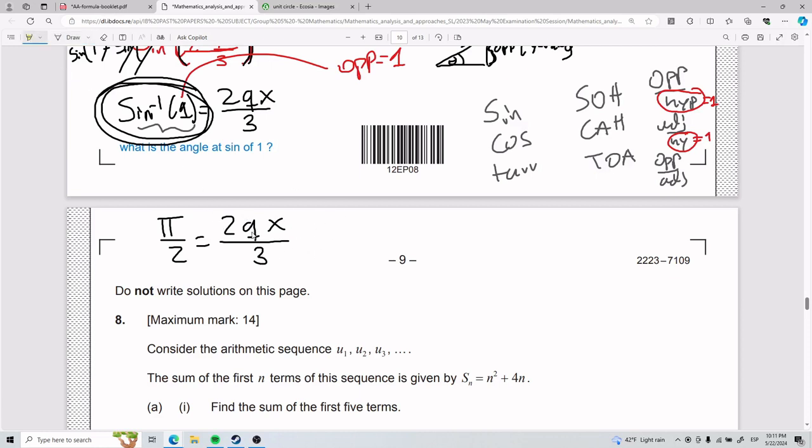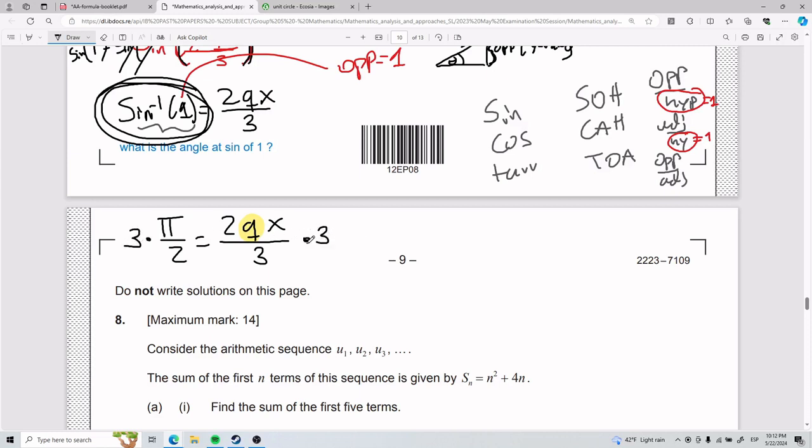And I know we have a q going around, but I'll explain how we handle that in a second. Just for now, get x alone. The first thing I would suggest is that you multiply by 3 to both sides, okay?